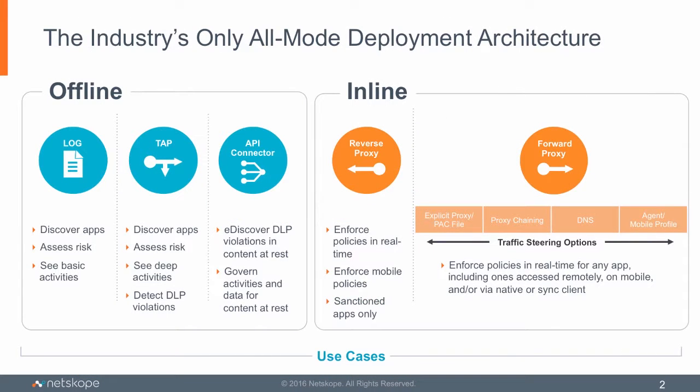Netskope is very flexible as far as the different deployment options that we provide to our customers. There's offline and inline options. I'm going to be focusing on the inline options, specifically the forward proxy type deployments that consist of either parent proxy, explicit PAC, DNS, or the steering client. These are all good options for securing those non-sanctioned applications.